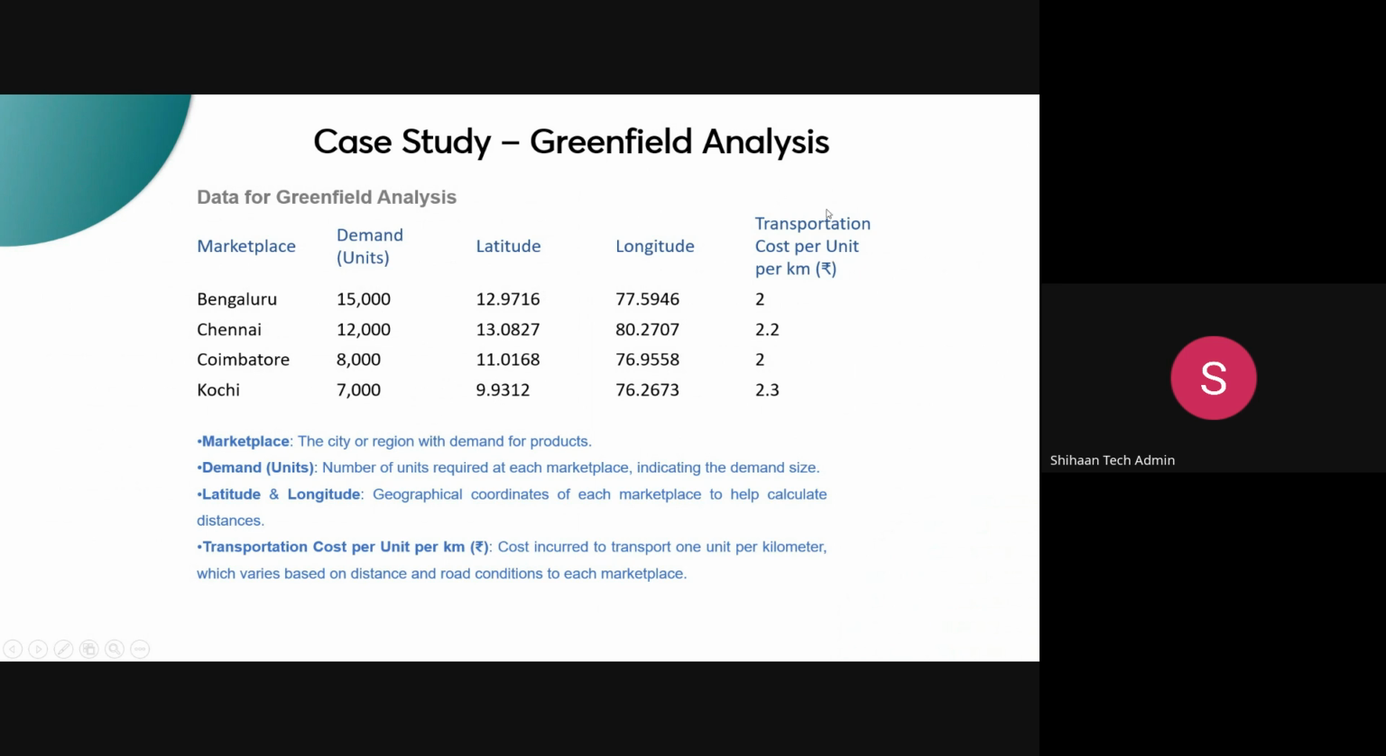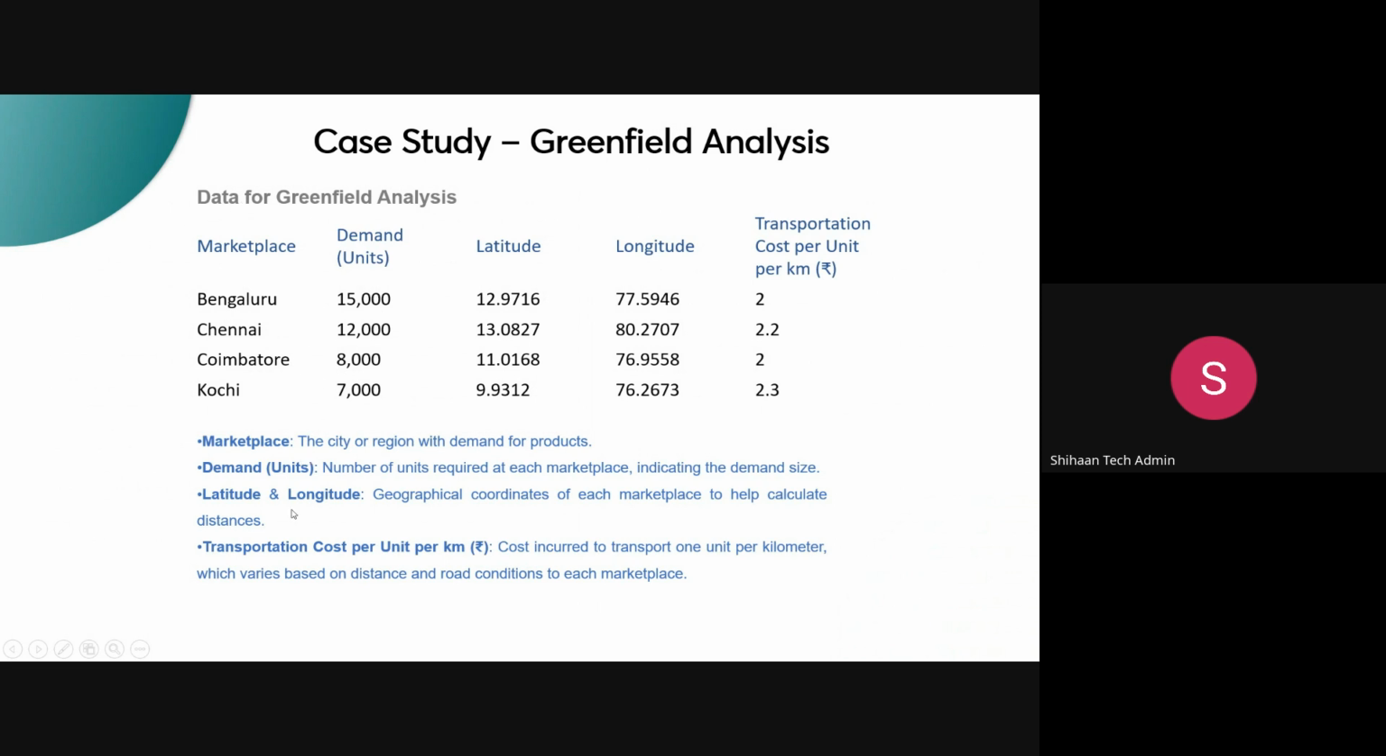Also given is the transportation cost per unit per kilometer. So per unit per kilometer, what is the transportation cost in rupees? That is 2 rupees for Bangalore, 2.2 rupees for Chennai, 2 rupees for Coimbatore, and 2.3 rupees for Kochi. So this is your data.